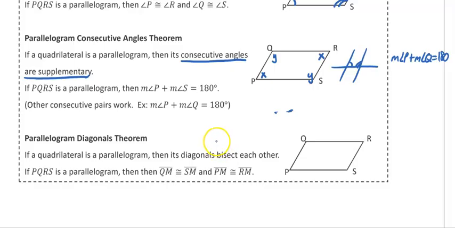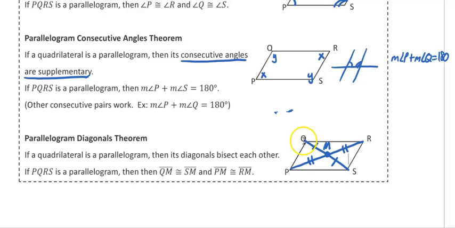Okay, and last but not least is the parallelogram diagonals theorem. If a quadrilateral is a parallelogram, then the diagonals bisect each other. So what that means is if you draw a diagonal from P to R and a diagonal from Q to S, then they bisect each other. Bisect means cut into two equal parts. So PR is cut in half, so those two parts are equal. QS is cut in half, so those two parts are equal. This middle point, since it's in the middle, I'm going to label it M for midpoint.